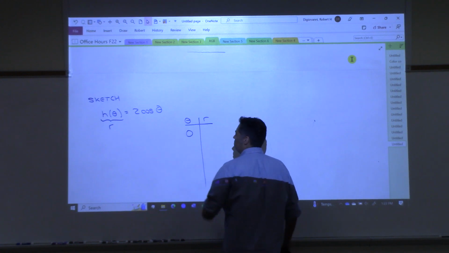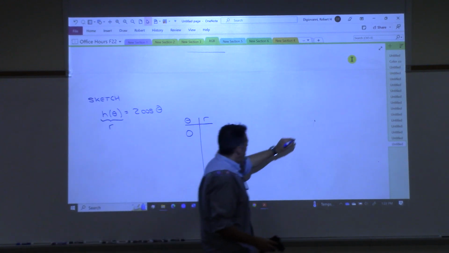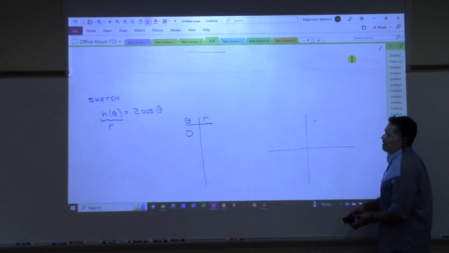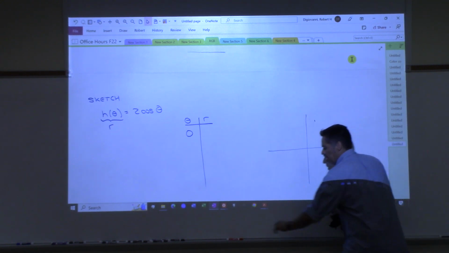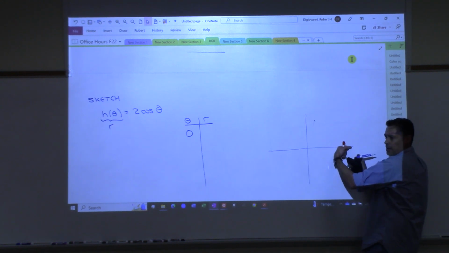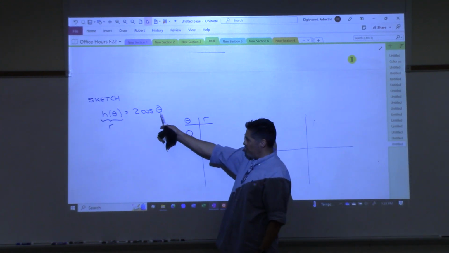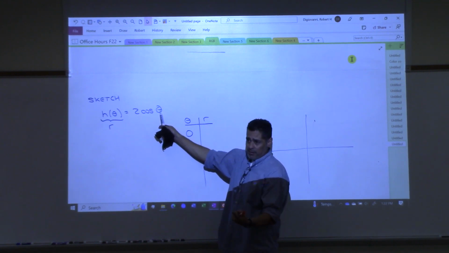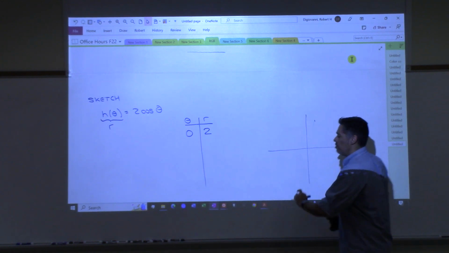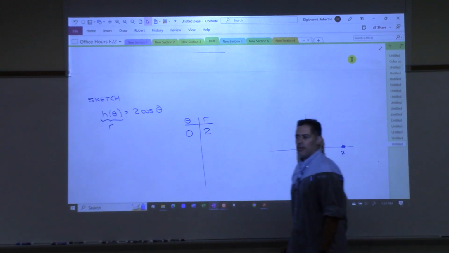Let me start at an angle of 0. Normally we look at the xy plane, but now we're looking at r and theta. When I say my angle is 0, I'm standing at the origin and looking out at the angle of 0, and I need directions on how far to walk out. So I plug 0 in here. Cosine of 0 is 1, 2 times 1 is 2, so I walk out 2 units. Here's 1, here's 2, and I drop a dot right there.